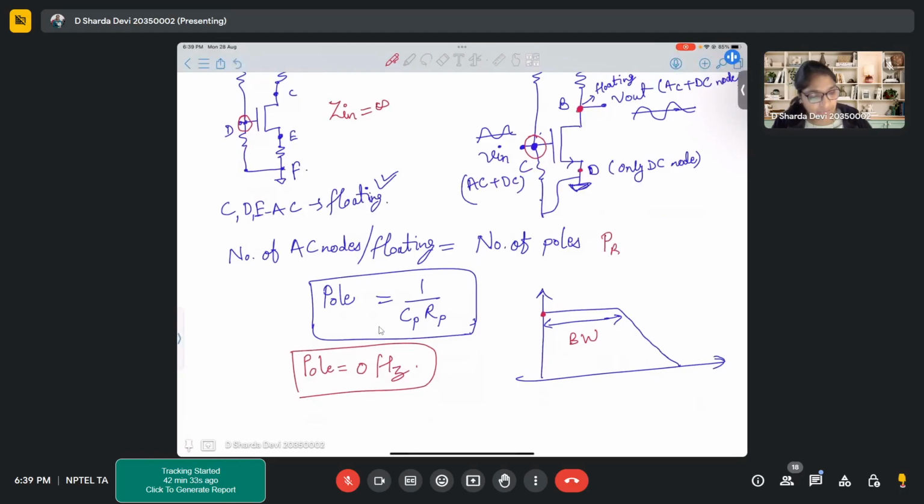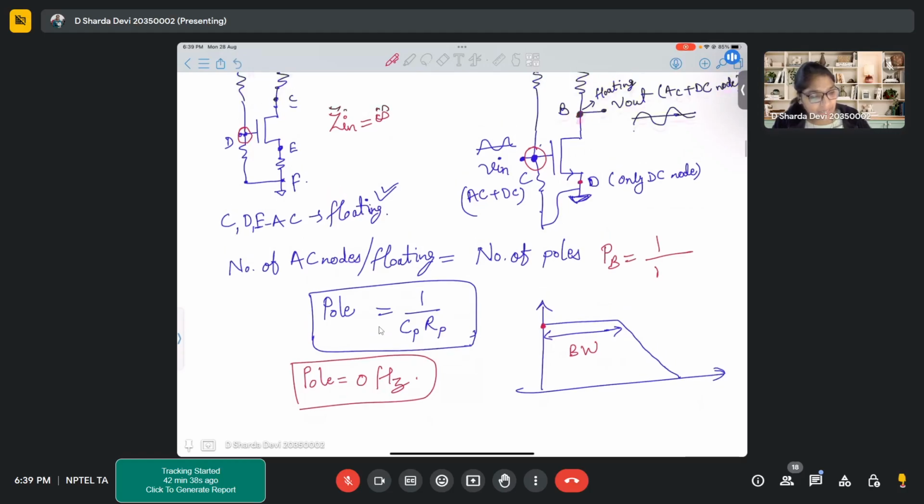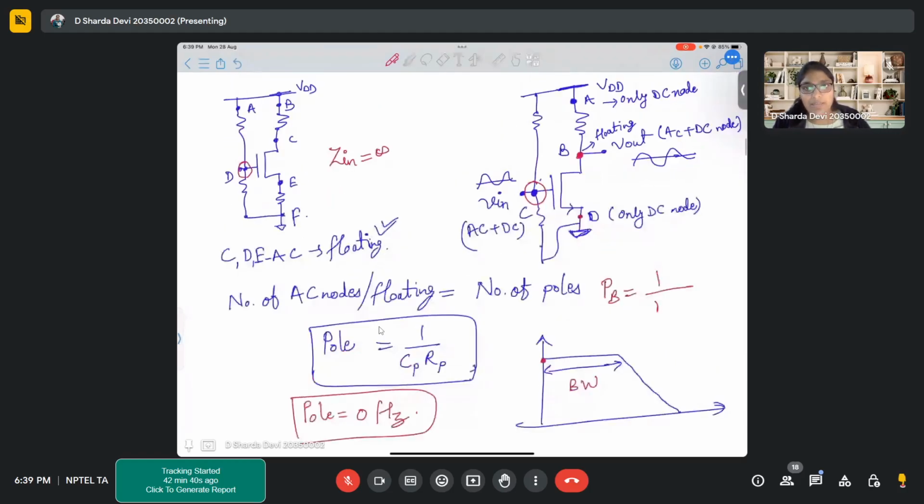So what is the value of pole at P? It is 1 by R P. What will be the value of R P? It is Z out, right? Whatever is the impedance at output node with C out, whatever the capacitance you see at the output node. So this is how you calculate the poles. And with poles, you get the idea of bandwidths. So this is how you find the poles from the AC nodes that you have.